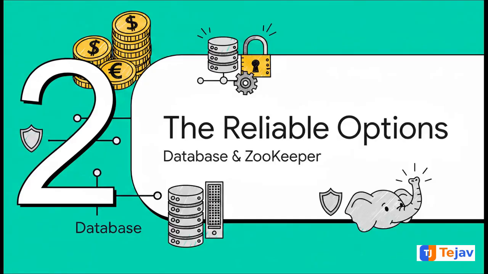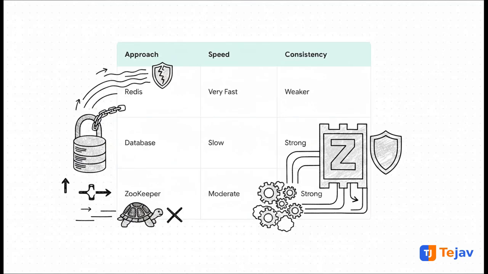But hey, Redis isn't the only game in town. For things that are super critical, like financial transactions, you might need even stronger guarantees of consistency, even if it costs you a little bit of speed. And this brings us to the heavy hitters, using your database or a dedicated service like ZooKeeper. This table really breaks it all down.